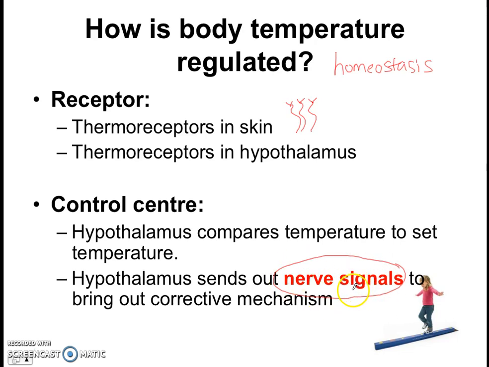Remember that under regulation of water potential, the hypothalamus would stimulate the pituitary gland to produce antidiuretic hormone. So the signal that was going out there was a hormone signal, right? It was a signal of hormones. But in this case, the signal that's going out is a nerve signal. So the hypothalamus will bring about its corrective mechanism through sending out nerve signals, not hormone signals. Alright, so not through hormones this time. This is through nerve signals.